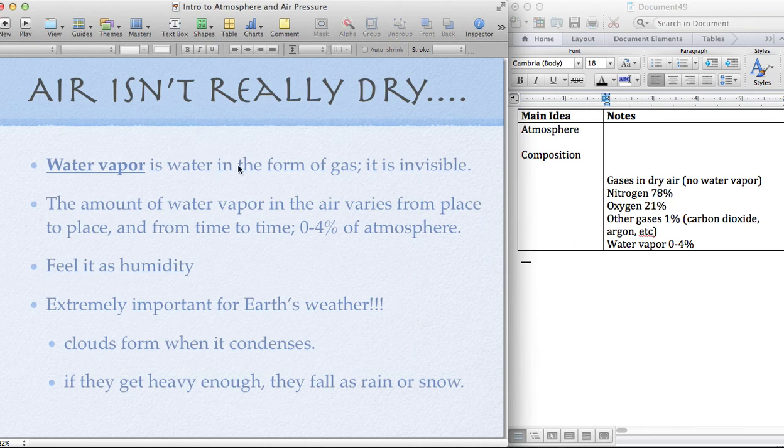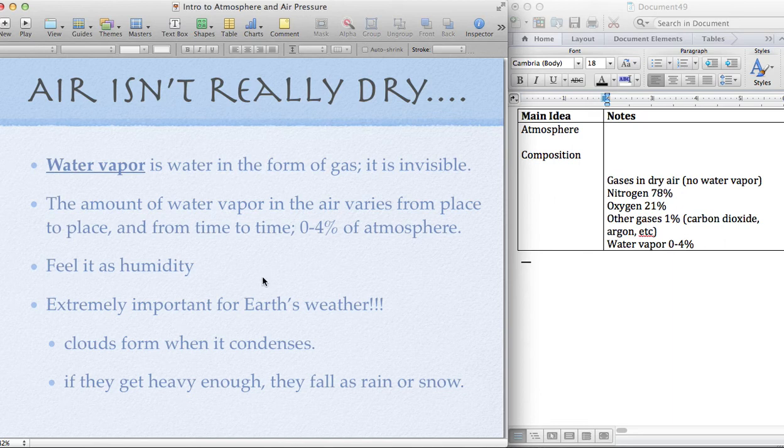When water gets hot enough, it turns into a gas form, right? It evaporates. And the amount of water vapor in the air varies from place to place and from time to time. So it ranges anywhere from 0 to 4%. Rarely is it actually 0. There's almost always a little bit of water vapor in the air. But sometimes there's a whole lot. And we feel this as humidity. So on a humid day in the summer, that means there's more water vapor in the air, right? So that number is bigger. On a winter day when there's not as much humidity, that number gets smaller.